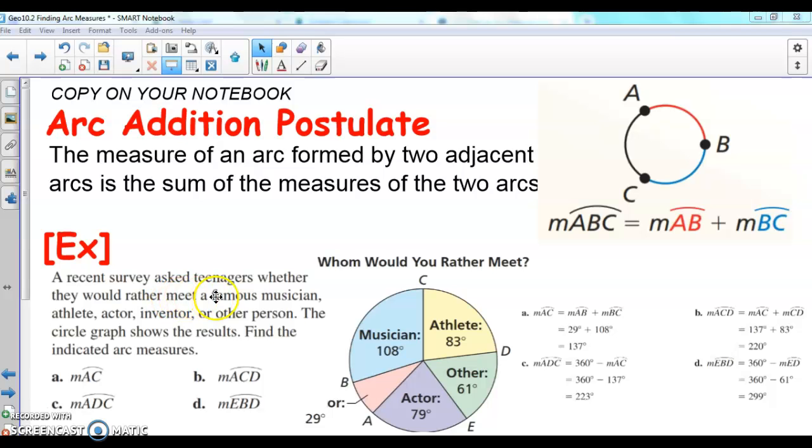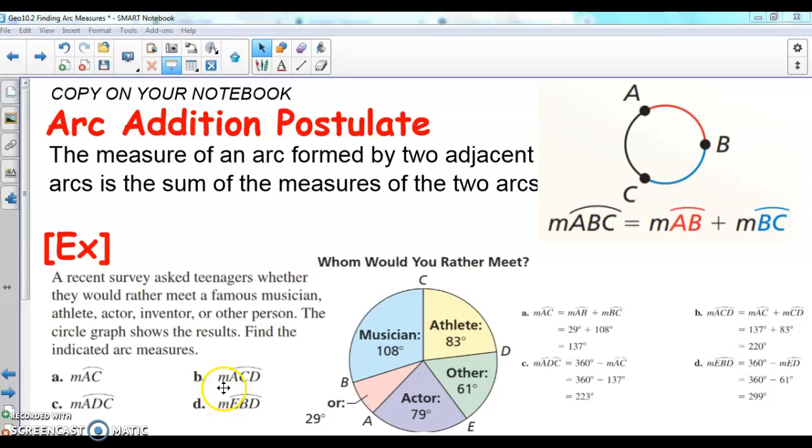In this example, a recent survey asked teenagers whether they would rather meet a famous musician, athlete, actor, inventor, or other person. And the results are shown by this pie chart. So if you want to find the measure of arc AC, which is the combination of this pink portion and the blue one, what we're going to do is add 29 plus 108 and we will get 137 degrees.